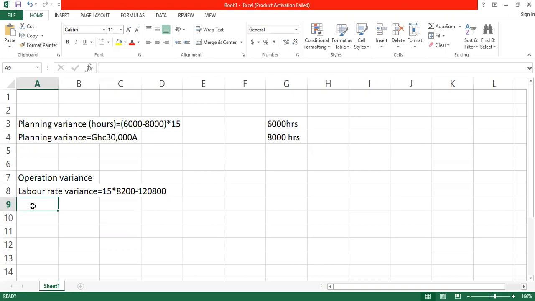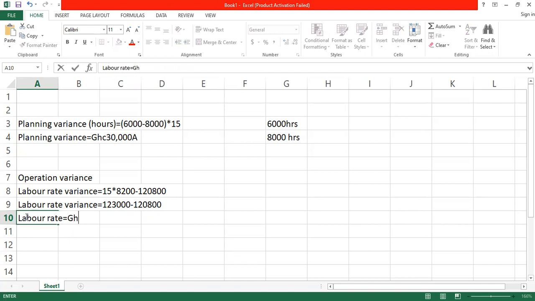So what will be the variance there? Minus 15 times 8,200. You get 2,200. Let me put all of them together so that people will not come and ask me how you get that figure. Labor rates. So 2,200, favorable or adverse? Favorable.